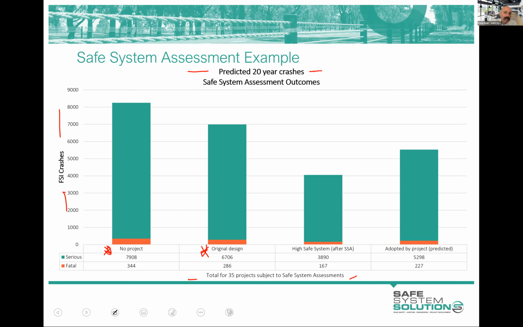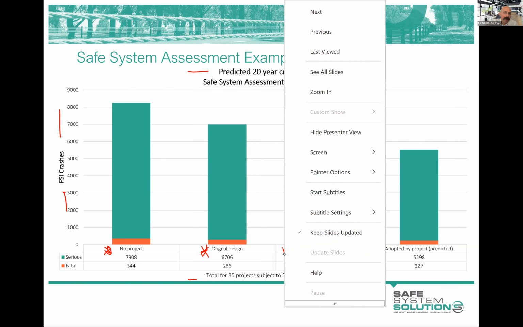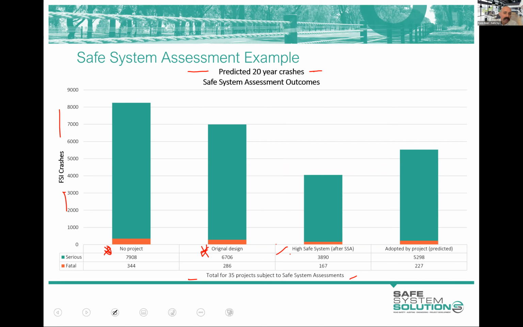Then they had safe system assessments done, and they recommended alterations. And the evaluation team looked at those recommendations from the safe system assessment team and took the ones that were going to provide the highest value, scored and looked at those, and put that into a scenario, saying, okay, this project now gets changed to include all of this. How does that look?